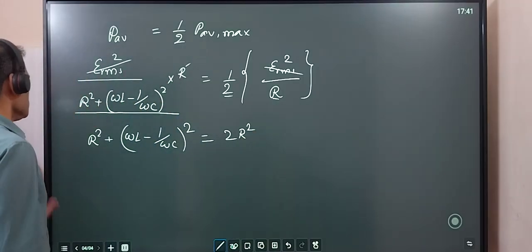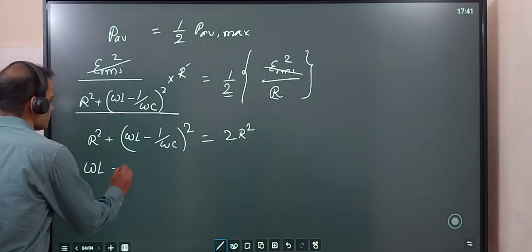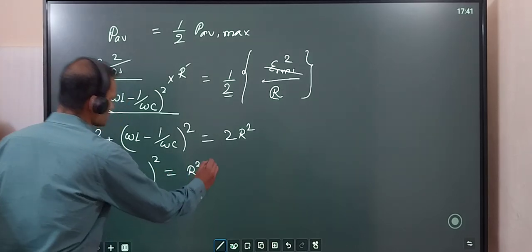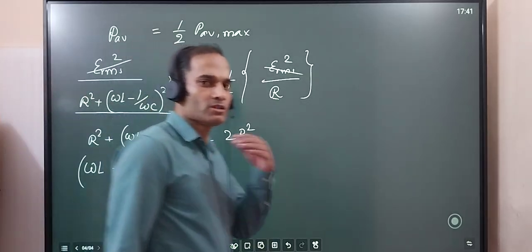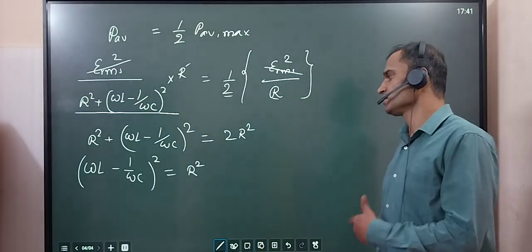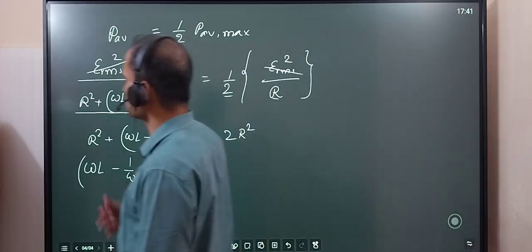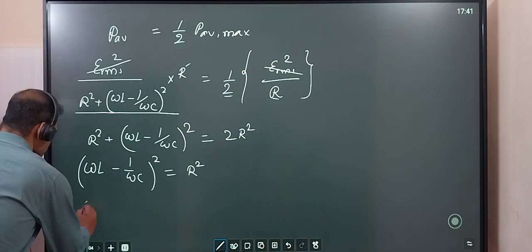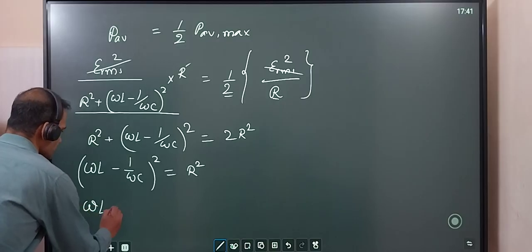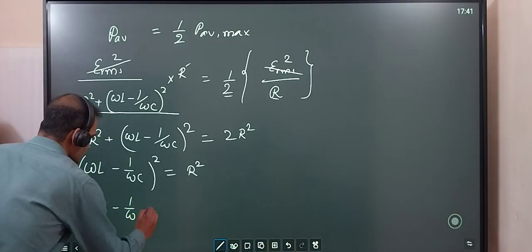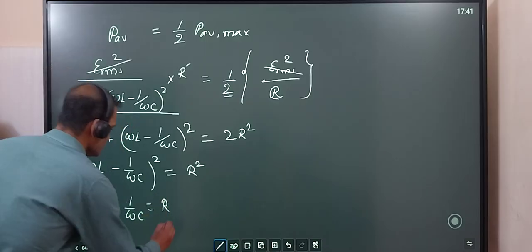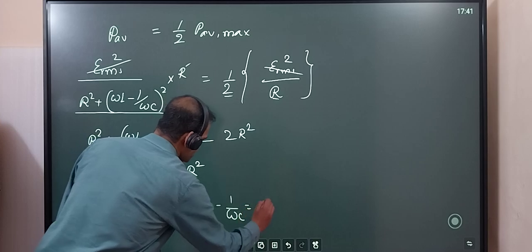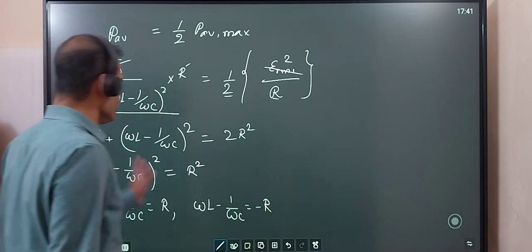This calculation you should do on your own at least once. So you are getting this equation, both are squared. When you take the square root, we are going to get two equations: one is plus R, and the other is minus R.